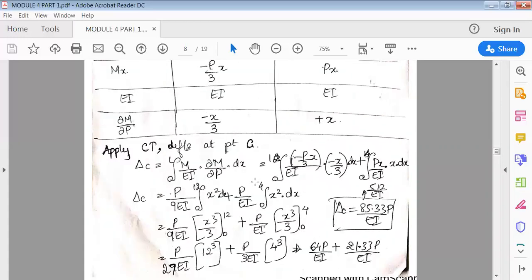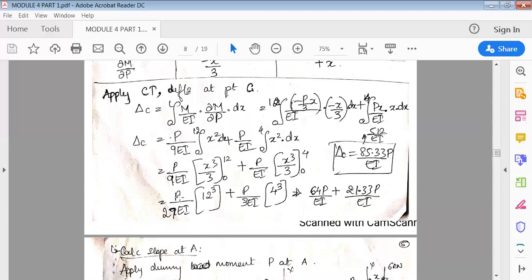So now let's solve this. p is common here, so I'll take p by 9 EI common, minus into minus becomes plus, so it is x square into dx, plus, again the same thing, p over EI common, 0 to 4, x square into dx. So now p over 9 EI is equal to x cube by 3, 0 to 12, plus p over EI x cube by 3, 0 to 4. Keep on solving this like this only. So p over 27 EI x cube, so 12 cube, plus p over 3 EI, instead of x, 4 cube.